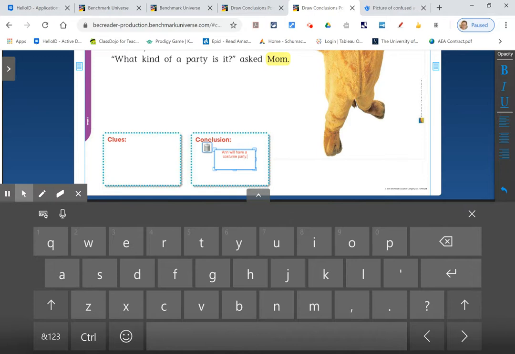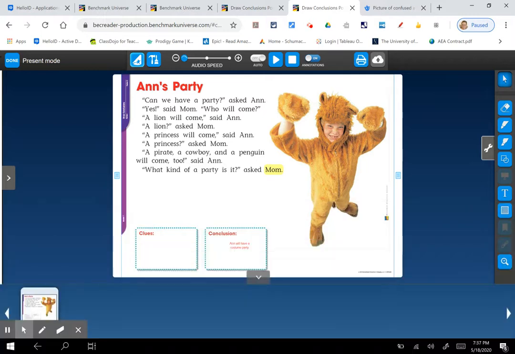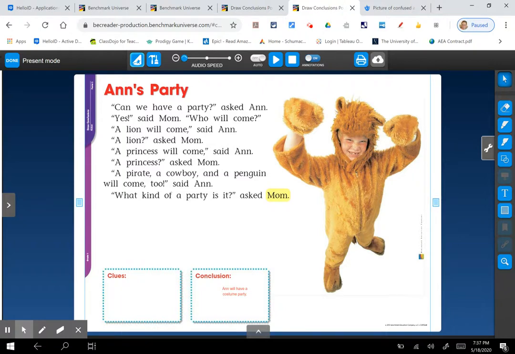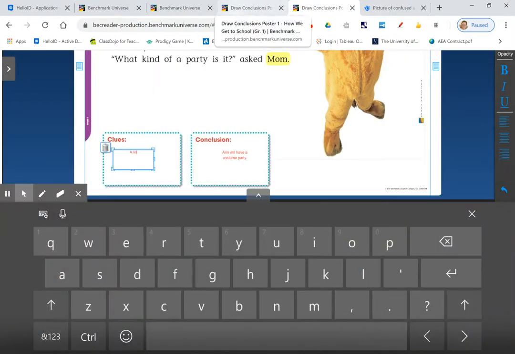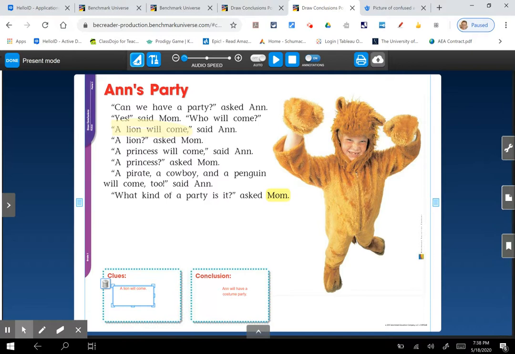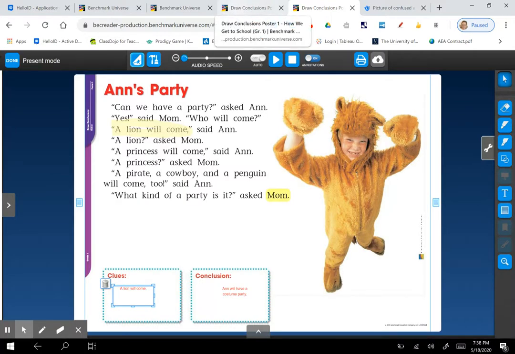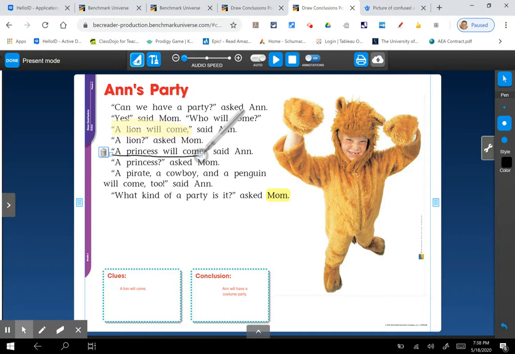Okay, so that's our conclusion. Now, you also have to think about the clues in the text. So, what clues helped us draw the conclusion that Anne will have a costume party? Well, Anne first says that a lion will come to her costume party, so that's a clue right there. So she says a lion will come. Okay. Now she also says some other costumes. She also says a princess will come.